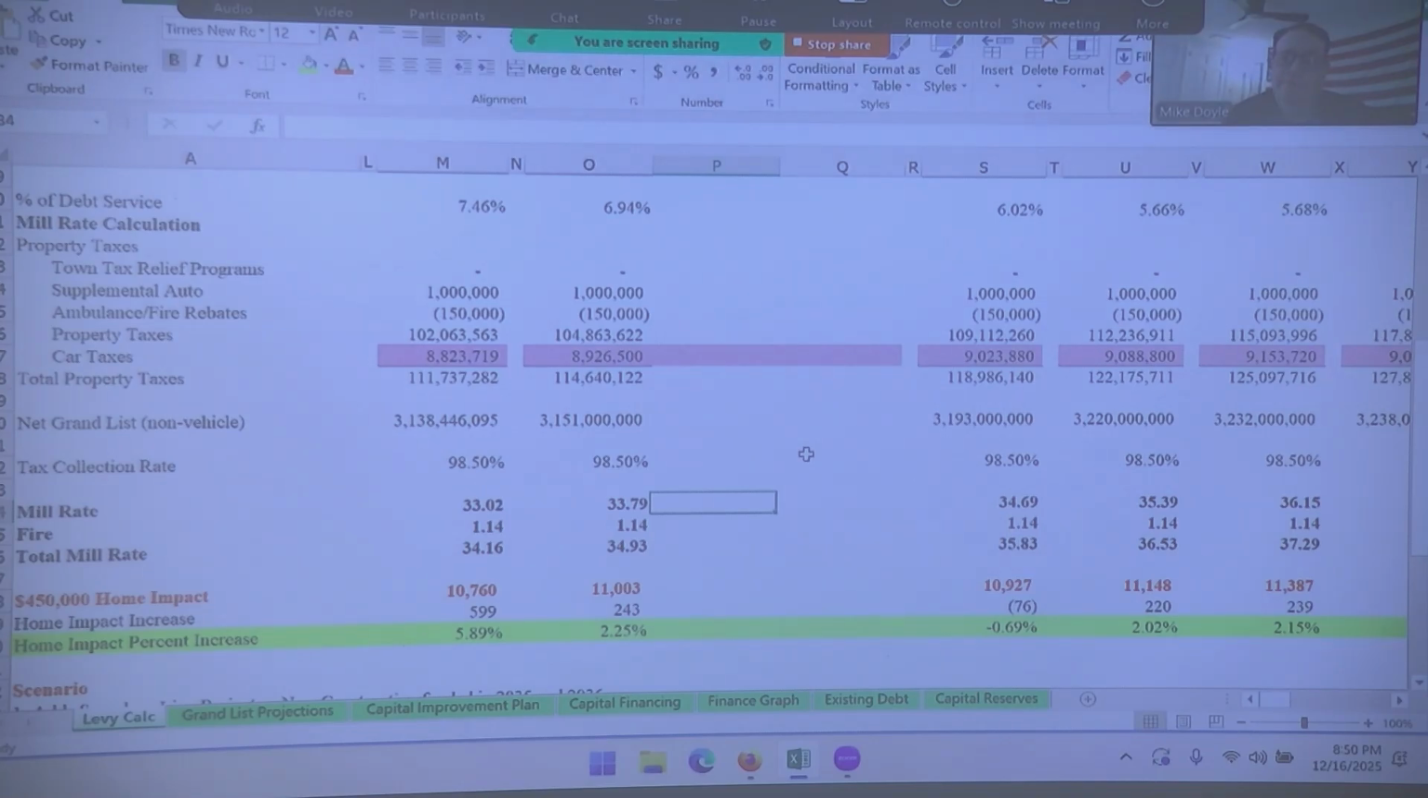Okay, so the guidance is, maybe I'm missing something. The mill rate exclusive of fire goes from, oh wait, I'm looking at two different numbers, 33.02 to 33.79. So that's an increase of 0.77. Isn't that more than 2% of 33? And how is that increase calculated, from 33.02 to 33.79? Okay, you did it. I withdraw the objection.